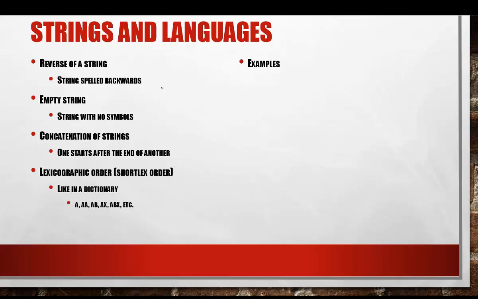Reverse of a string is when you spell the string backwards, and we denote that with superscript R. So if W was A, B, A, B, B, then W^R, which is the reverse of it, is going to be spelled backwards. So it's going to be B, B, A, B, A, right? If I have U to be 1, 0, 1, then its reverse will be the same. And these we call palindromes.